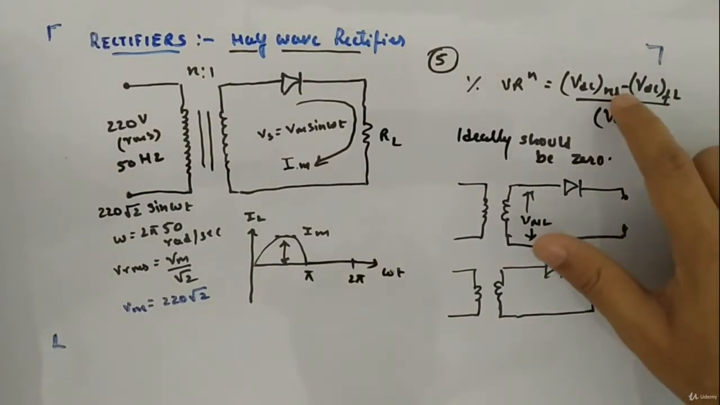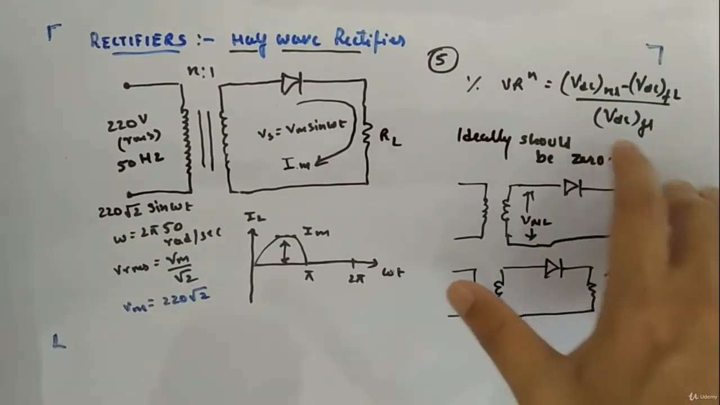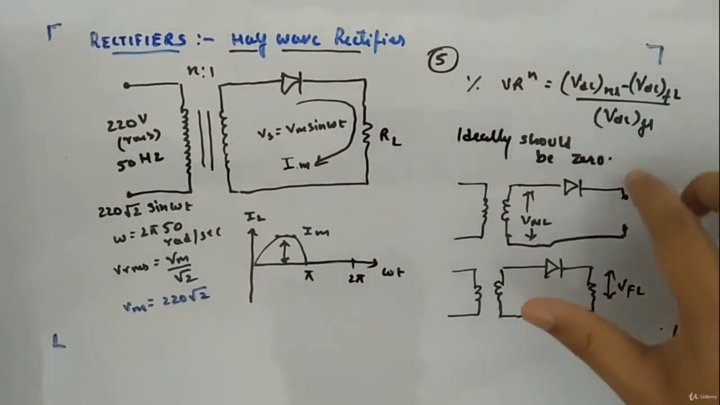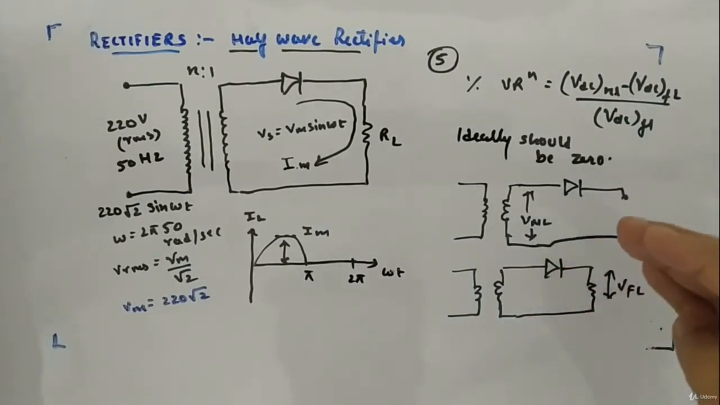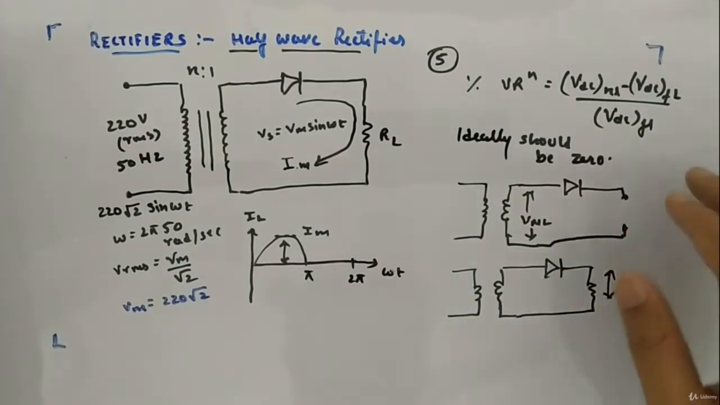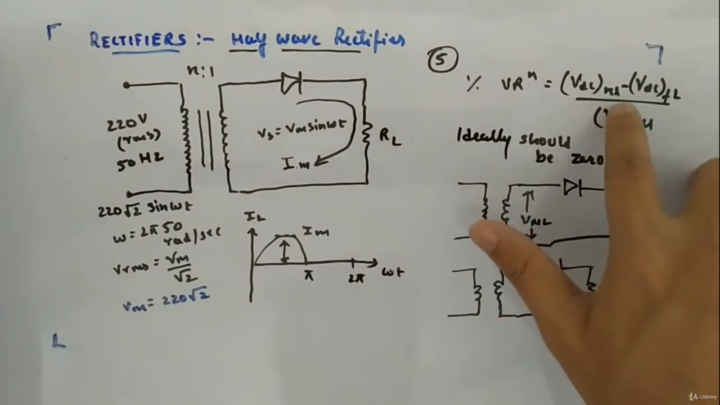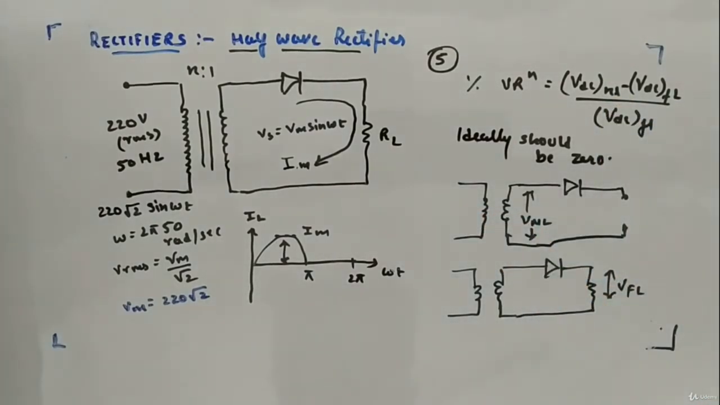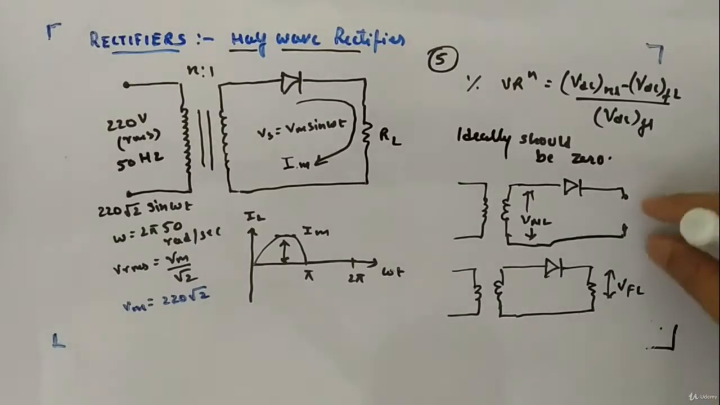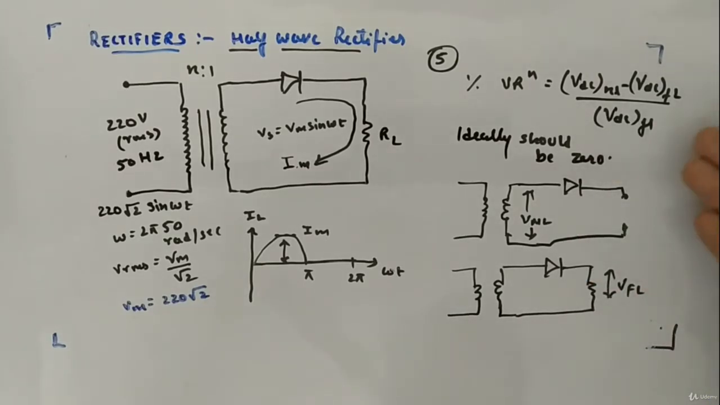So that's why we will see the regulation. Ideally this value should be 0 or 0%. There should be very little fluctuation between the voltages at no load and full load. That's how you can imagine it. When you apply a load, there should not be much change in the DC voltage across this. Ideally it should be 0, and mostly it lies between 1 to 10 depending upon the circuit, and we will see how we can calculate that.